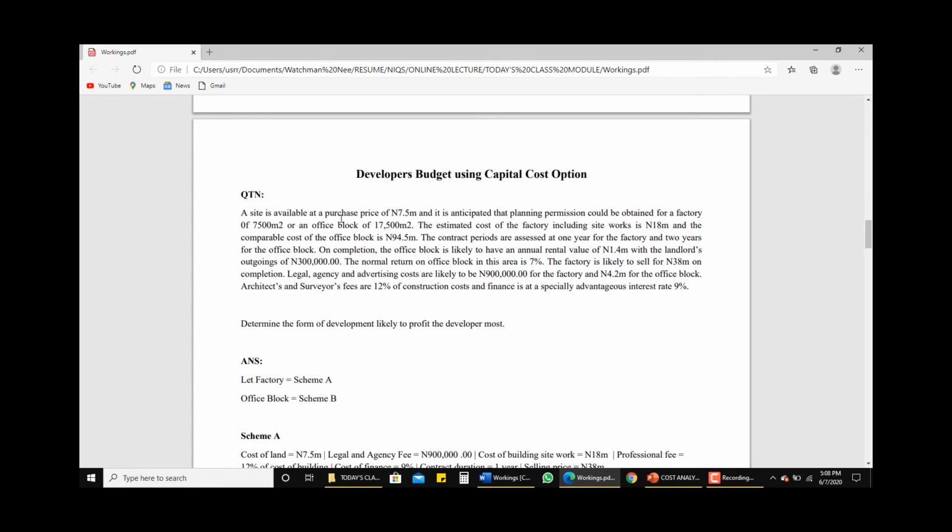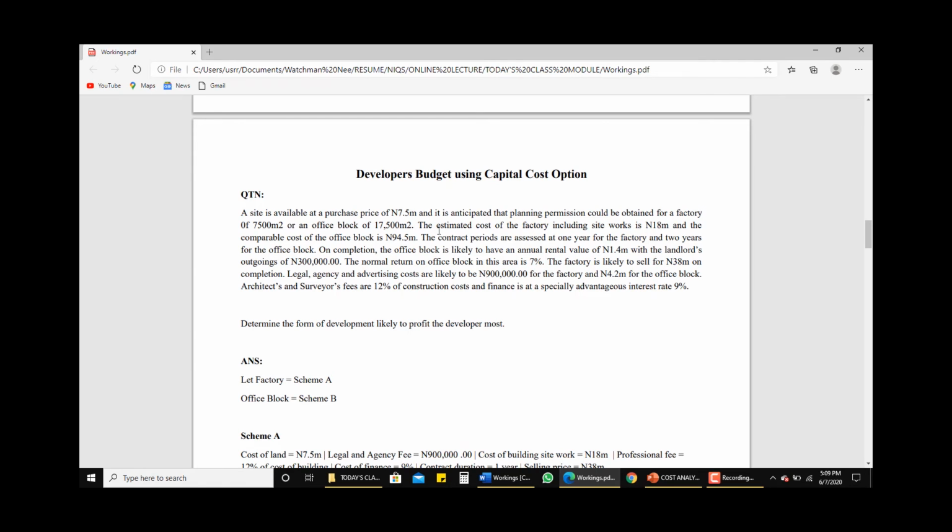A site is available at a purchase price of 7.5 million, and it is anticipated that planning permission could be obtained for a factory. I think this is supposed to be small letter. Oh, sorry, it's a graphical error. So a site is available at a purchase price of 7.5 million, and it is anticipated that planning permission could be obtained for a factory of 7,500 square meters, or an office block of 17,500 square meters.